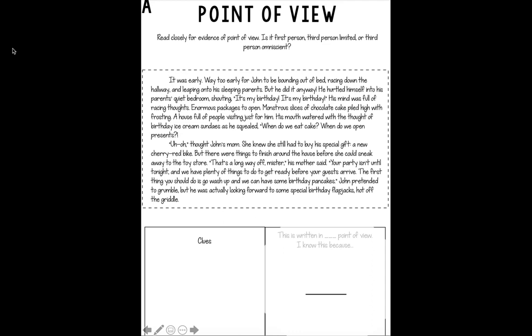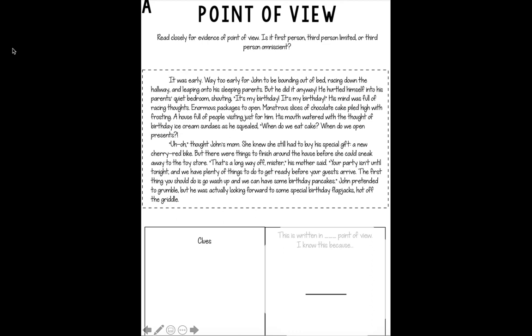All right, so what are our clues? What are the clue words to tell us what point of view this story is being told in? Is it first person, third person limited, or third person omniscient? Well, let's think about how many characters' feelings and thoughts we saw. We had John's thoughts and we had Mom's thoughts. So that's two people. So we can eliminate right away third person limited, because there's two people's thoughts that we saw in this reading.